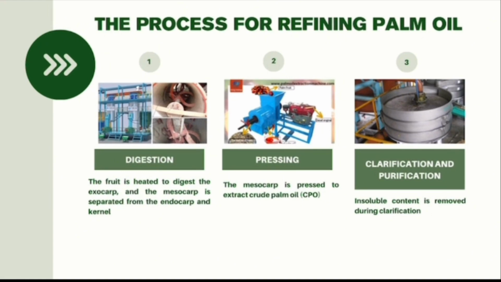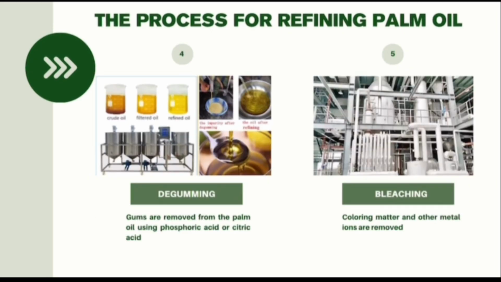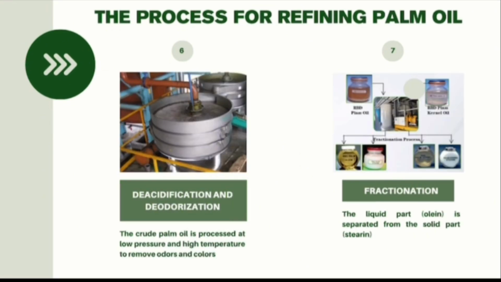Clarification and purification is where insoluble content is removed during clarification. Number 4. Degumming is where the gums are removed from the palm oil using phosphoric acid or citric acid. Number 5. Bleaching. Bleaching is where coloring matter and other metal ions are removed. Number 6. Deacidification and deodorization, where the crude palm oil is processed at low pressure and high temperature to remove odors and colors. Lastly, fractionation. Fractionation is where the liquid part, olein, is separated from the solid part, stearin.